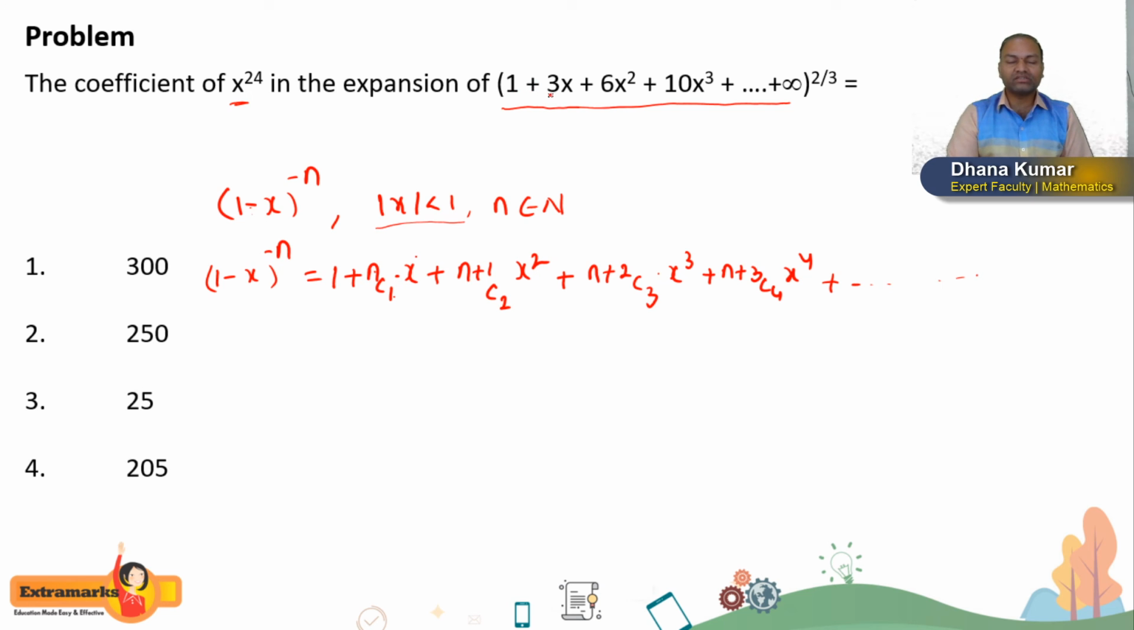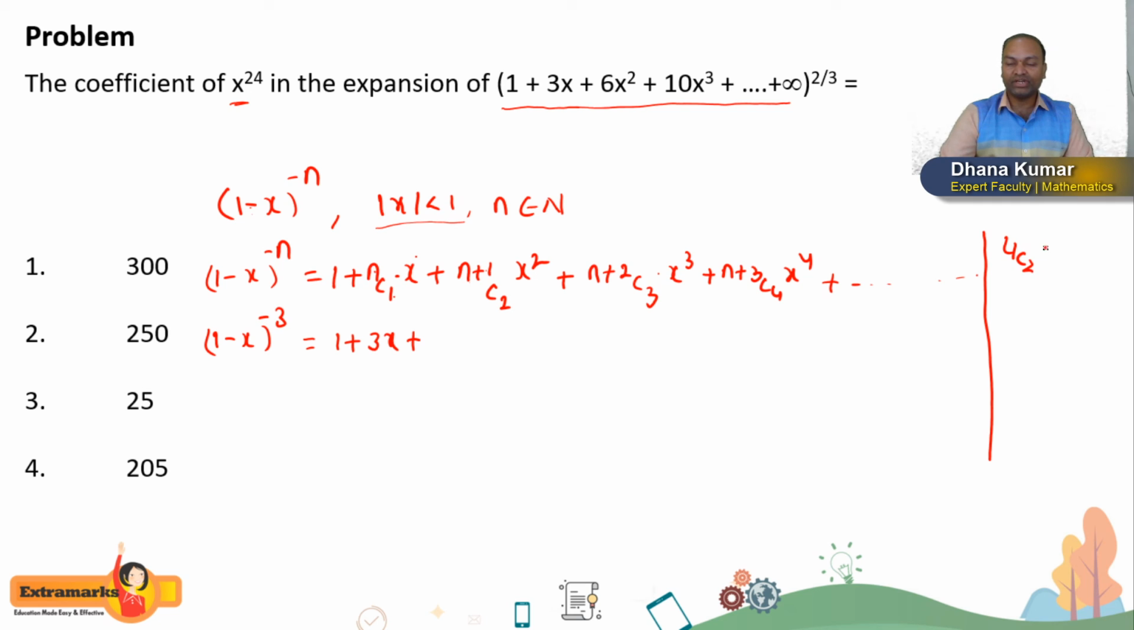Here the base is 1 plus 3x plus 6x square plus 10x cube, like this. Right, now let us see. Suppose you take n is equal to 3, what will happen? You observe this one: (1 minus x) whole power minus 3. In this formula put n is equal to 3. Then the answer will be what? 1 plus 3c1. 3c1 is 3, then 3 plus 1 is 4, 4c2. Just see the rough calculation.